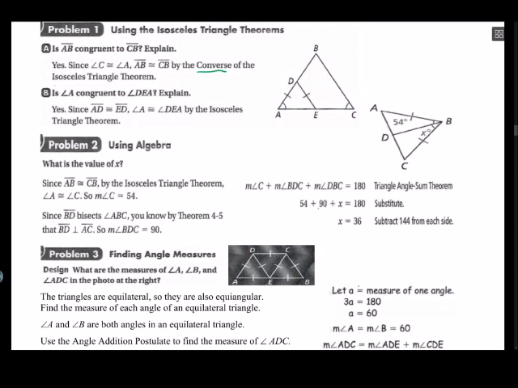And then part B is angle A congruent to angle DEA. Where's angle DEA? We're looking at angle A, and we want it to be congruent to angle DEA. Why, yes. Yes, it is. That's just the isosceles triangle theorem. My two legs are congruent, therefore my two angles are congruent.